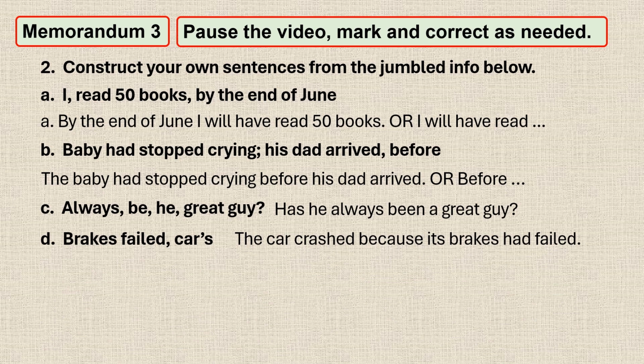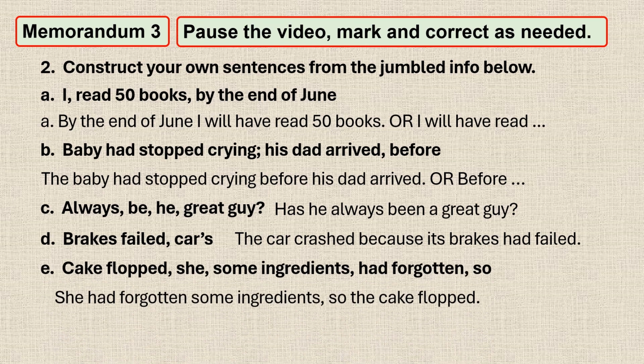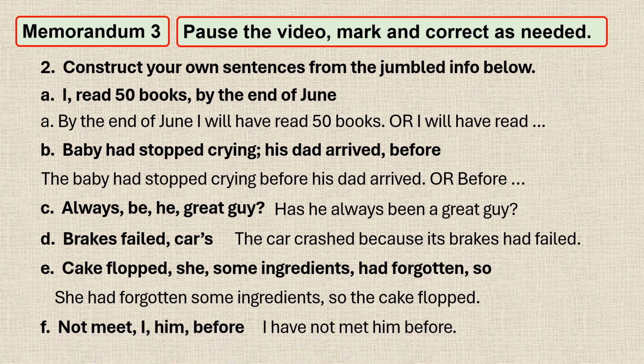D: brakes failed cars. The car's brakes have failed. Or you can change this to the past perfect, and then the sentence would be something like this. The car crashed because its brakes had failed. E: cake flopped, she, some ingredients had forgotten, so. She had forgotten some ingredients, so the cake flopped. F: not meet I him before. I have not met him before.